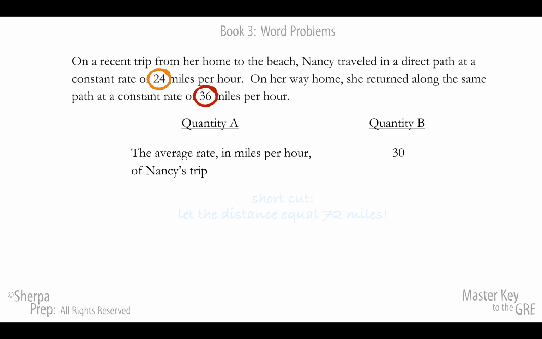Think about it like this. If that distance is 72 miles, and going there she goes at a rate of 24 miles an hour, it's going to take her 3 hours, right? But coming home, again, it's going to be the same 72 miles. She's going to go at a rate of 36 miles an hour. That's going to take 2 hours.